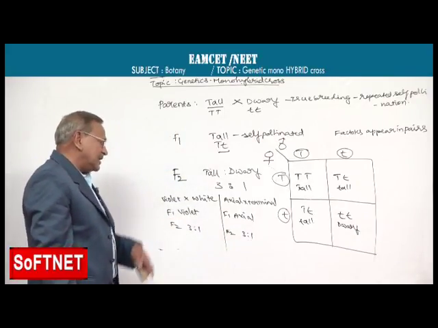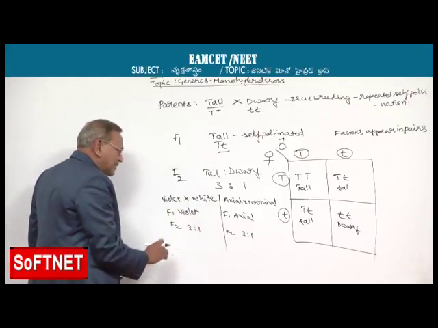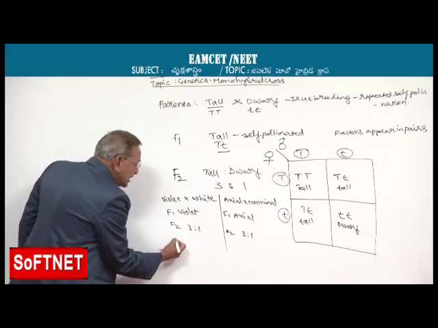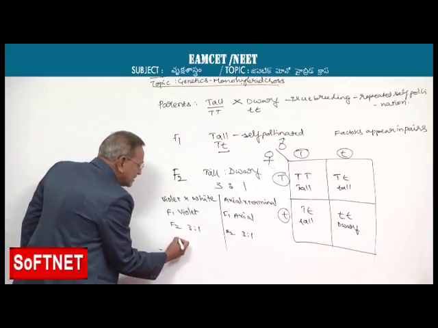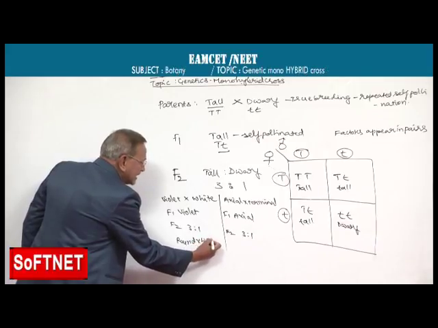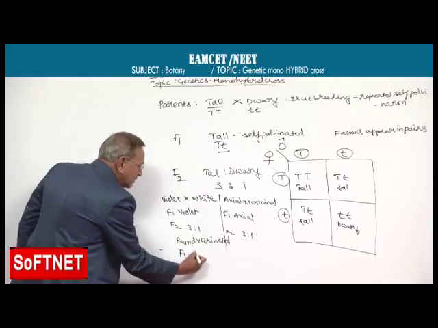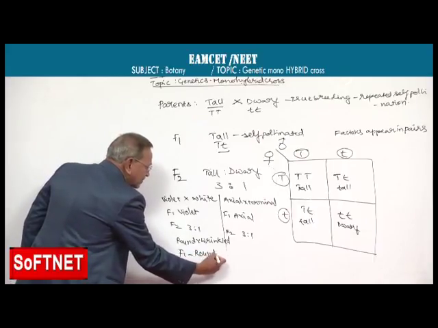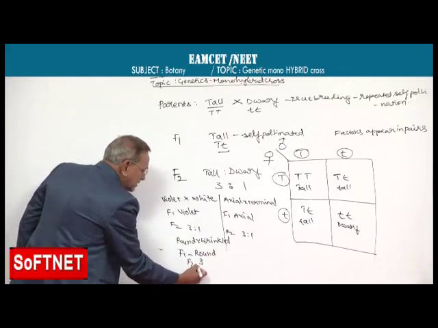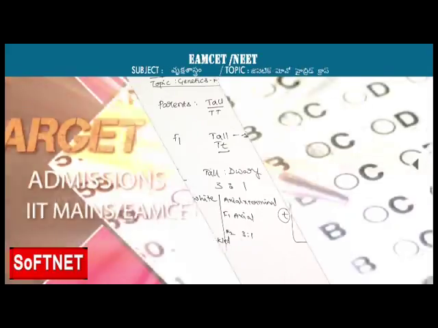This is true with other characters also. When he conducted experiments on the shape of the seed, round seeded plants crossed with wrinkled seeded, all F1 were round. In F2, he obtained round to wrinkled in a 3:1 ratio.